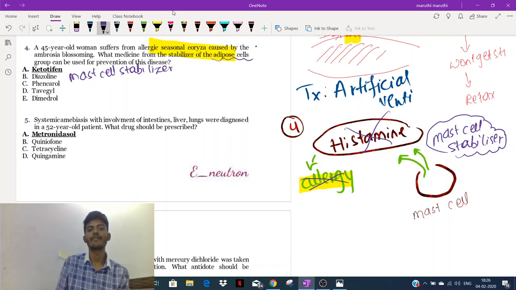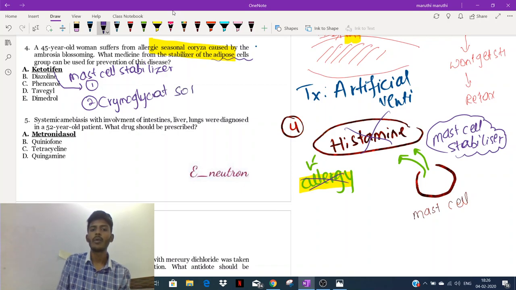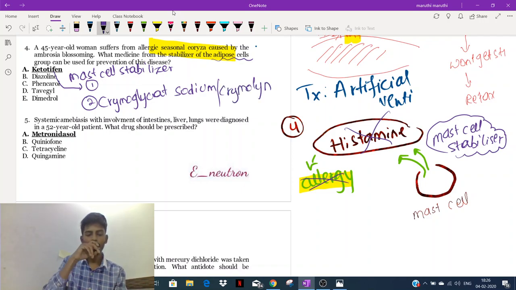Adipose cells are nothing but they're referring to the mast cells. Mast cell stabilizers, one of them is ketotifen. The second drug is called cromoglycate sodium, which is also called cromolyn sodium. Okay, so this is the story of our mast cell stabilizers. Let's go to the next question.